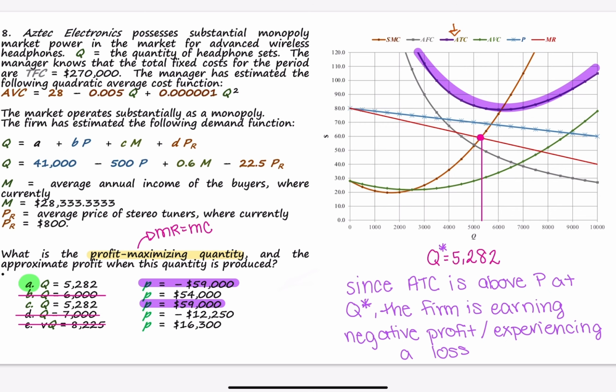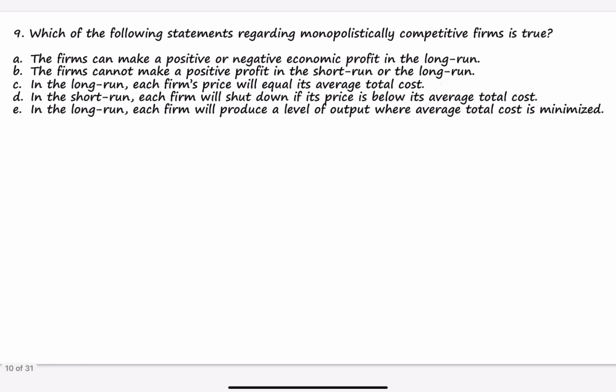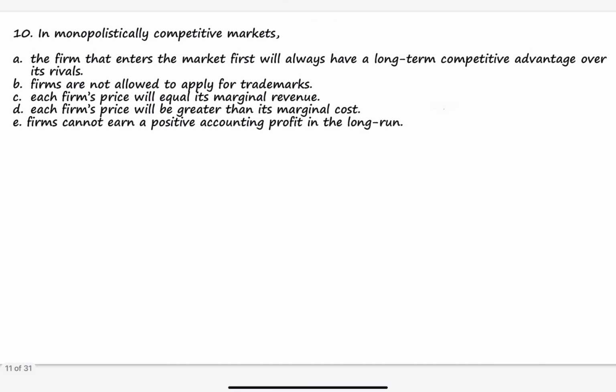Sometimes it's nice to know how to actually just logically think your way through it as opposed to just brute force like we did on question 7. Question 9 says, which of the following statements regarding monopolistically competitive firms is true? And the statement that is true is, in the long run, each firm's price will equal its average total cost. That's just pretty much a straight definition, nothing to work out. In monopolistically competitive markets, each firm's price will be greater than its marginal cost. That's one of the perks of it being a monopolistically competitive market.